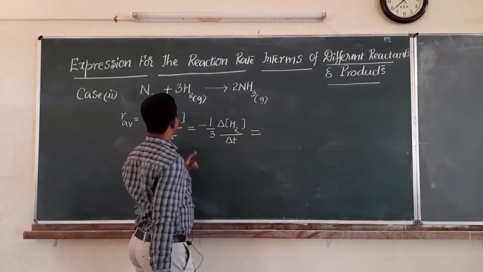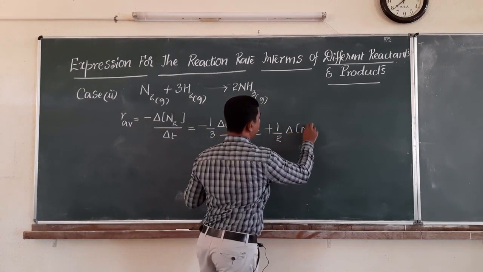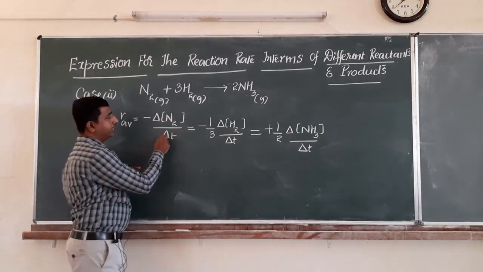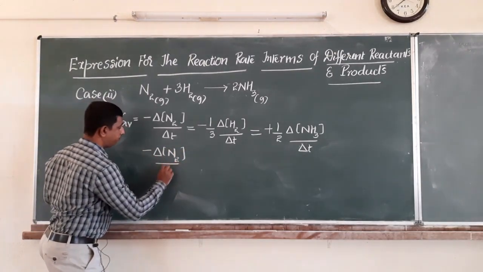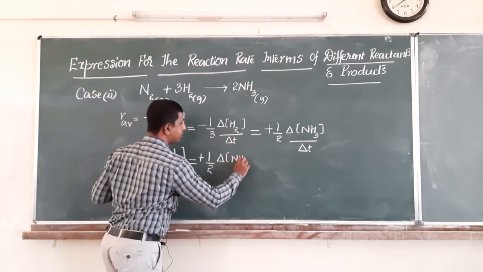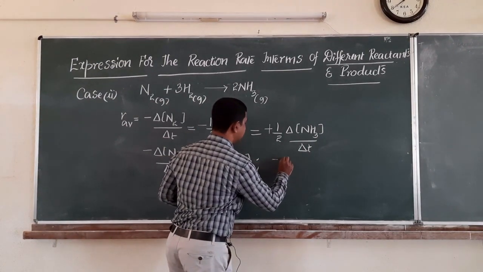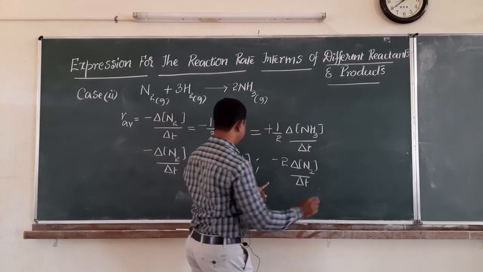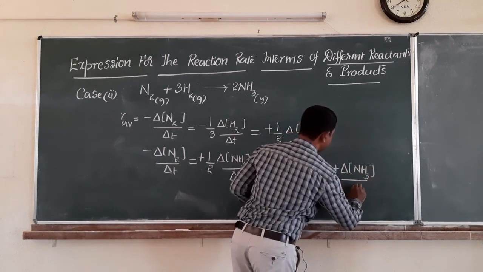It is also equal to plus, because it is a product, 1 by 2 delta concentration of NH3 by delta T. Now I will equate the first one and the last one, that is minus delta concentration of N2 by delta T is equal to plus 1 by 2 delta concentration of NH3 by delta T. On cross multiplying, it is minus 2 into delta concentration of N2 by delta T is equal to plus delta concentration of NH3 by delta T.